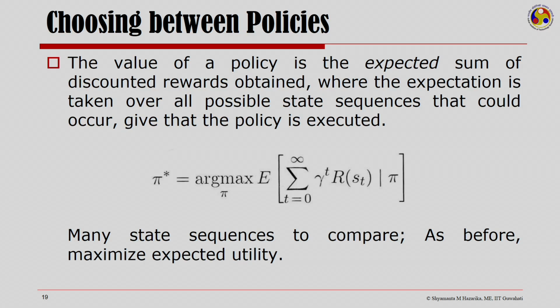That is, how do I rank the policies? The value of a policy is the expected sum of the discounted rewards obtained, where the expectation is taken over all possible state sequences that could occur. So, pi star is about getting the maximum. I have many state sequences to compare. As before, we would love to maximize the expected utility when choosing the policies.